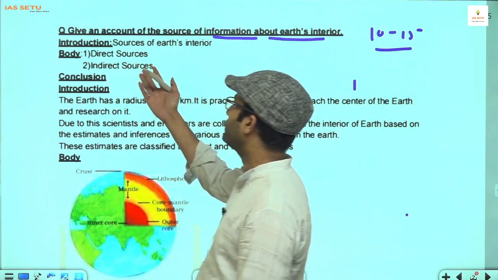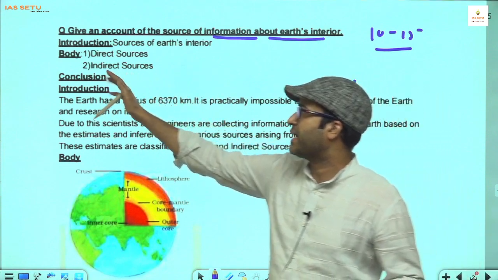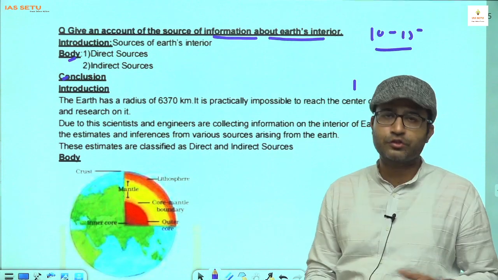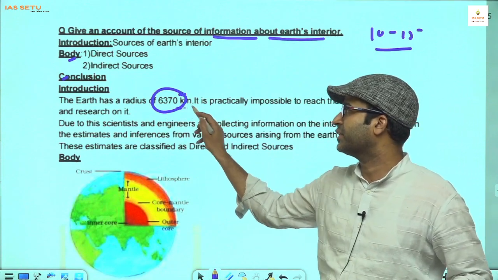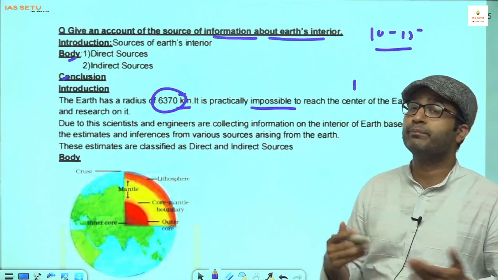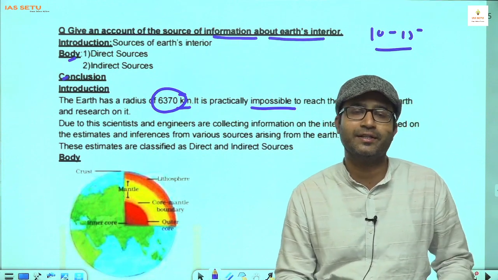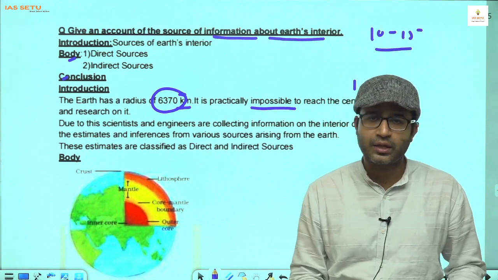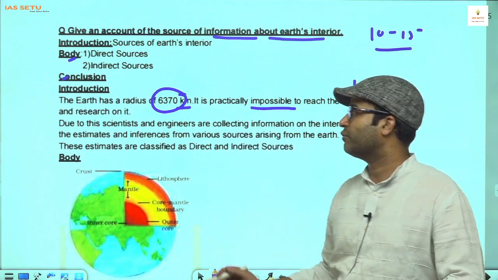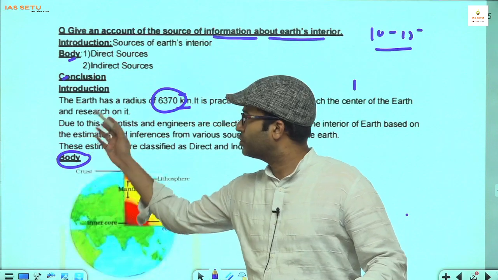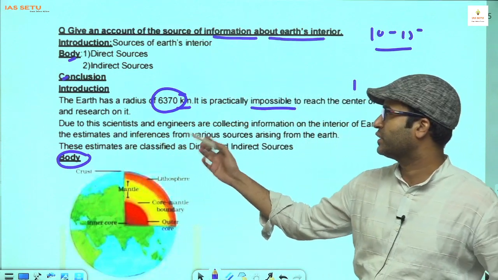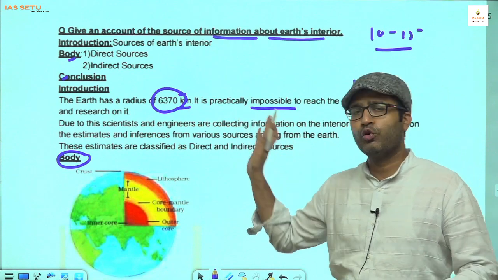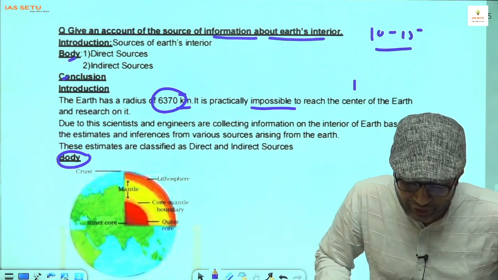So like here, just a rough sketch: introduction, body, conclusion. In the introduction, we know the radius of Earth is 6,370 kilometer, and it is practically impossible to reach the center and study the interior of Earth. So we can introduce the topic by one statement. After that, what is important here is the body. 1 or 2 statements more than enough, due to scientists and engineers collecting information. Otherwise, only one statement is also okay for the introduction.